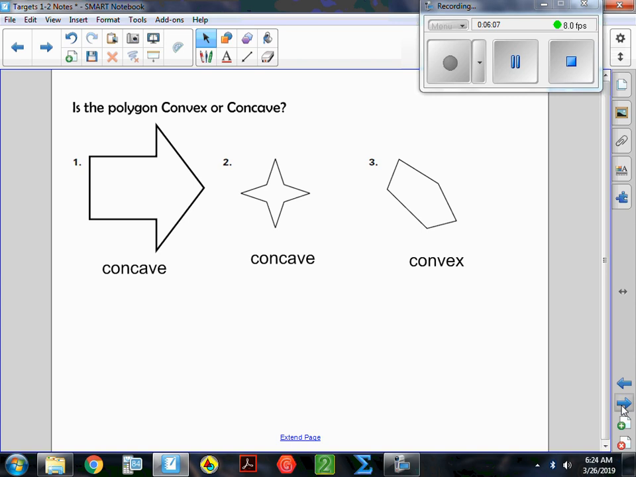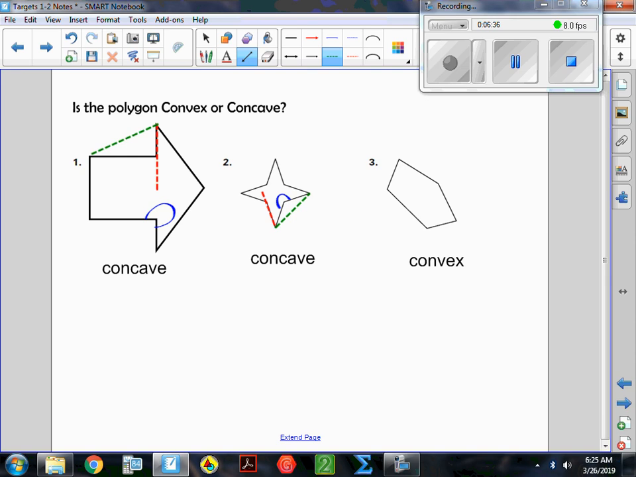Number 1 is concave. Okay, we can show that this angle is over 180 degrees, or we can show that if we take this side and extend it, it extends inside, so it's concave. Same thing here, extends inside, or one of the interior angles is over 180. Or if I connect any 2 of the endpoints, it's outside.